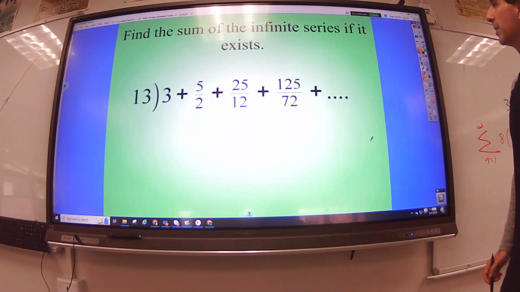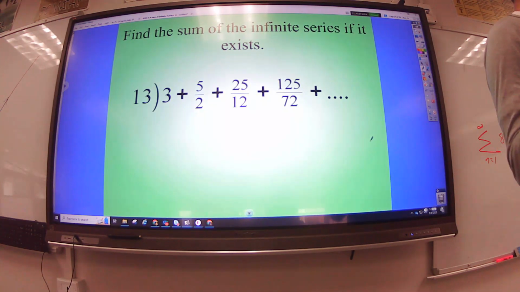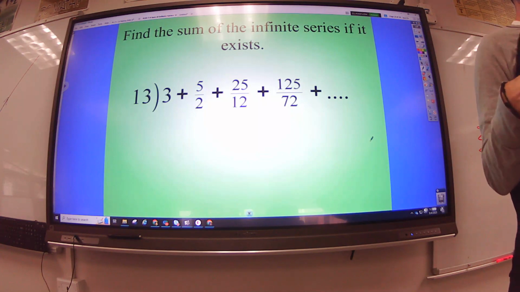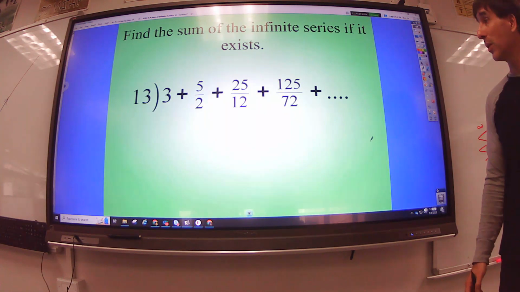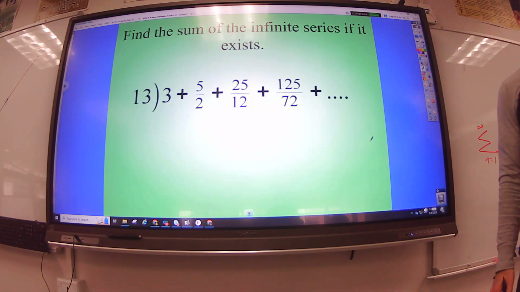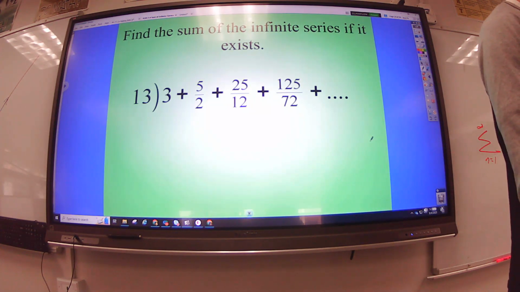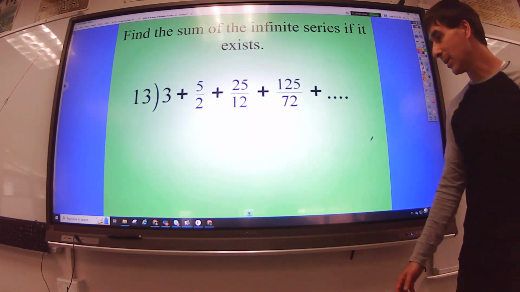All right. Find the sum of the infinite series if it exists. You've got to figure out, well, hey, what's the first term? 3. You've got to figure out what is the ratio, right? What's the ratio? And then you just plug it in. All right. The answer is 18.